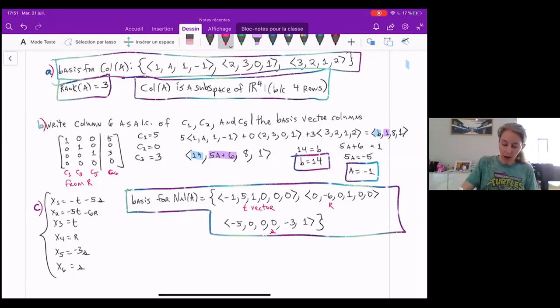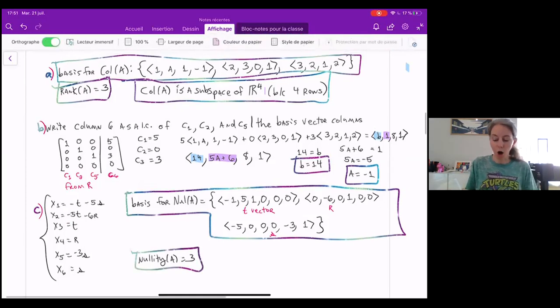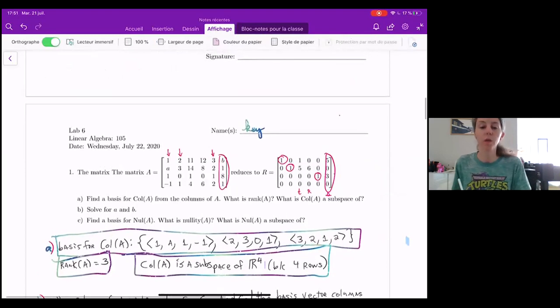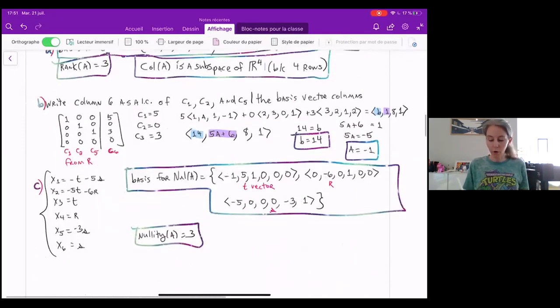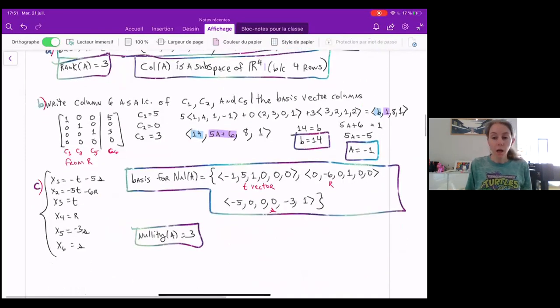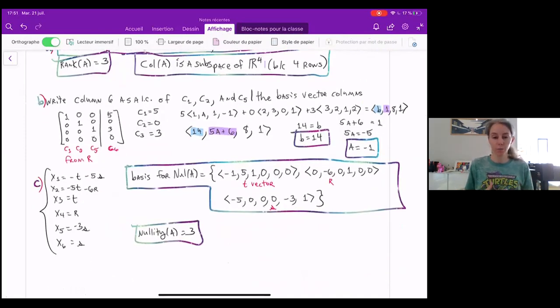Now the next thing that we're asked here is to find the nullity of A. So the nullity of A is going to be equal to 3. Again, we can think of that in 2 ways. One, there are 3 free variables. There are 3 columns without pivots. Nullity will always be equal to the number of columns without pivots. Two, well, we already wrote our basis for the null space here, and we see that it has 3 vectors in it. Nullity is the dimension of the null space. So it's the number of vectors in a basis for the null space. So our nullity is 3.